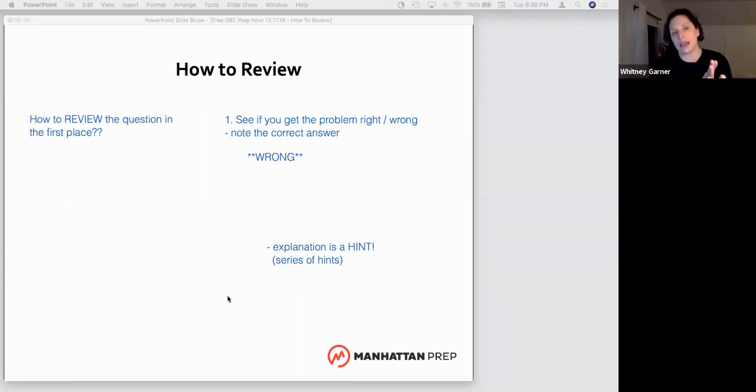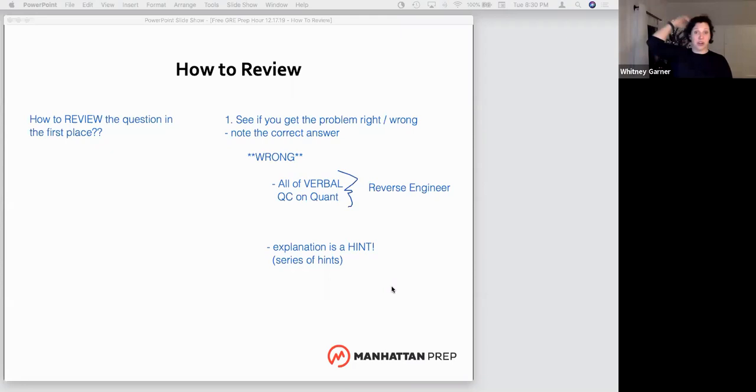Now, before that though, for a handful of questions, so let's call this all of verbal. And then more commonly for quant, you're going to do QC on quant. You're going to do what I like to call reverse engineering. What does that mean? Does anybody feel comfortable with reverse engineer and can type it in the chat window? What that would mean to reverse engineer anything. What does it mean to reverse engineer something?